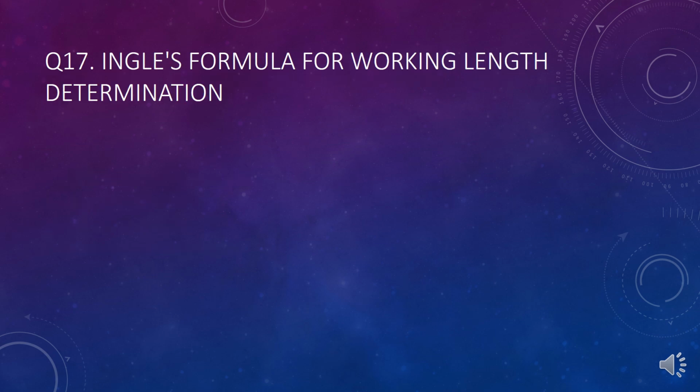Ingle's formula for working length determination. Working length, that is the distance from the reference point to the apex, is equal to tooth length minus 0.5 millimeters.